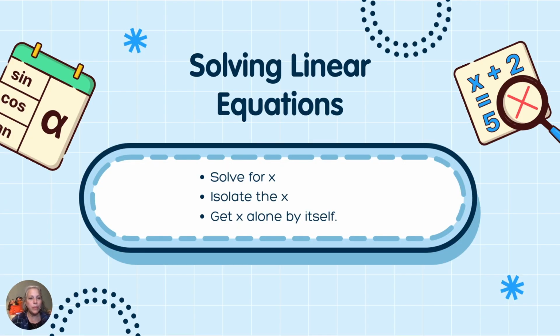Let's talk about what linear equations are. Well, when you have a linear equation, you're going to want to solve for x. We also say isolate the x or get x alone by itself. So these are the things we are trying to do at the very beginning stages of solving linear equations. A linear equation is actually an equation that, when you graph it, will be a straight line.